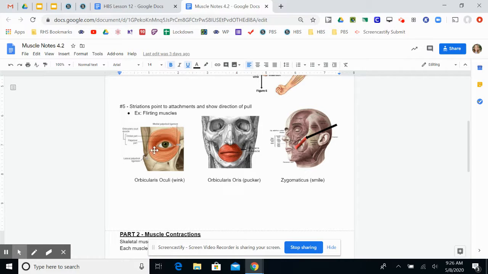We built this on our skeletons way back when, but you can see the striations are going to show you the movement of the muscle. So this is going to allow you to wink. And then the orbicularis oris is going to allow you to pucker. So oris meaning around the mouth. And then our zygomaticus. So remember the cheekbones are your zygomatic process that trace back to where your ear is. You can touch those cheekbones.